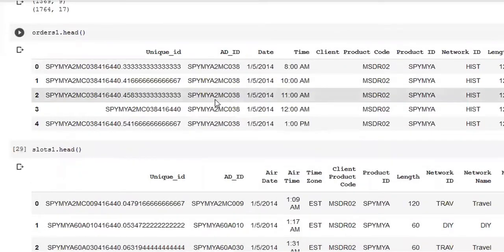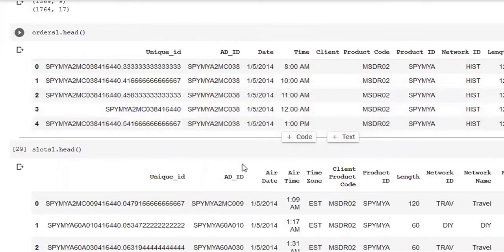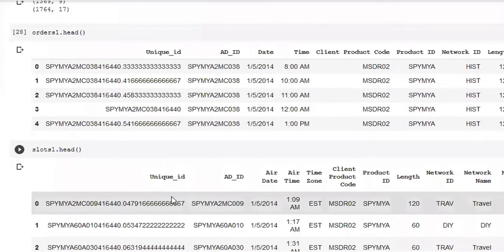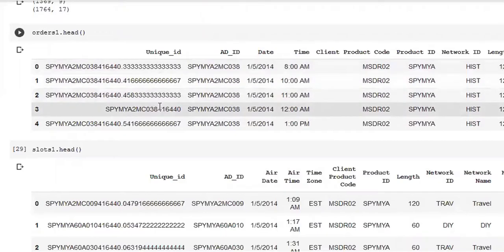Okay. Now I want to combine these two data frames. These are kind of like data from the same kind of hotel or place. Okay. Or the network ID place. It's from some client's data. Okay. We want to combine these two data frames.